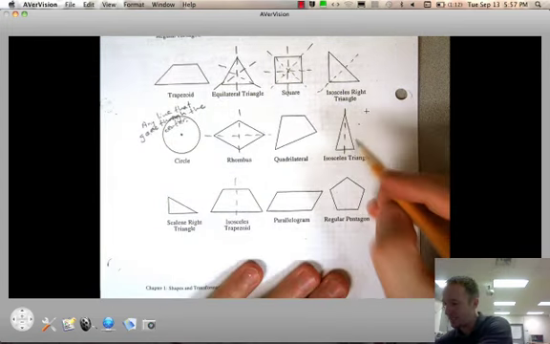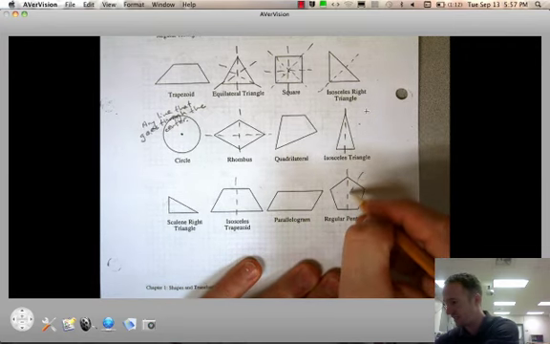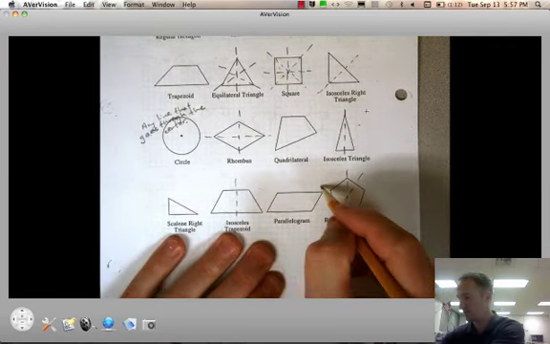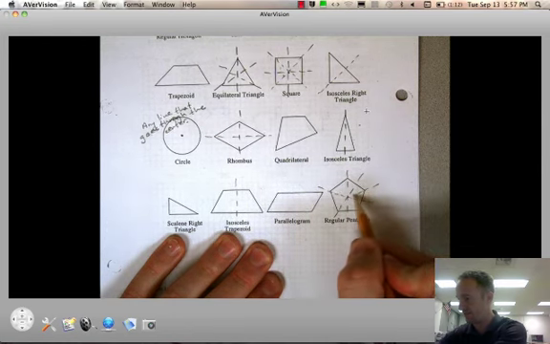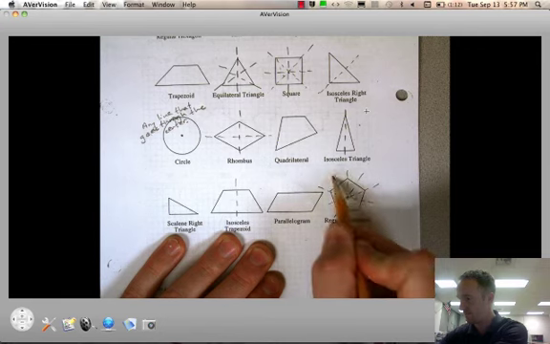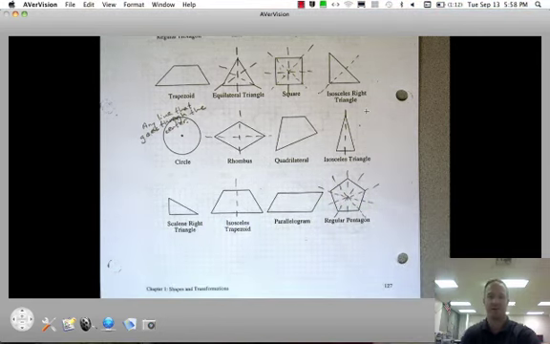And the regular pentagon looks like this. It has 5 lines of symmetry. They all go through the center. There are our lines of symmetry.